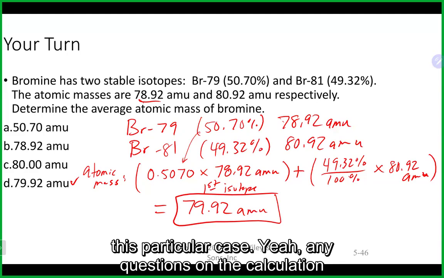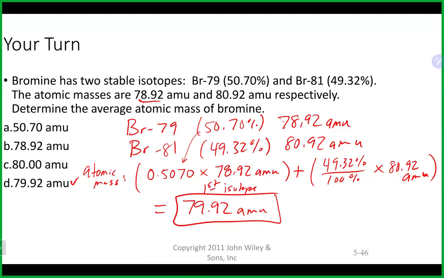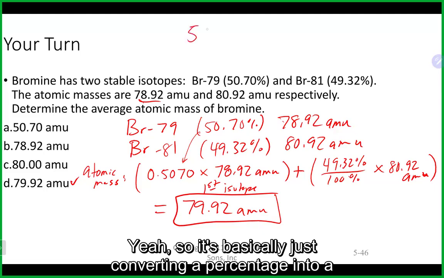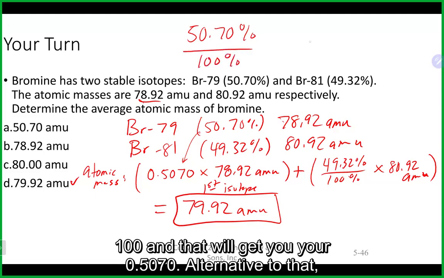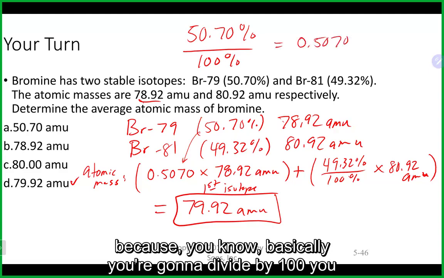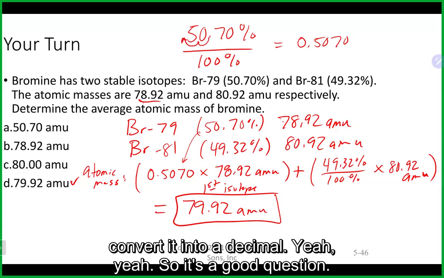Any questions on the calculation there for atomic mass? How did I get that? It's basically just converting a percentage into a decimal. To do that, you're really dividing by 100, and that will get you 0.5070. Alternatively, because you're going to divide by 100, you could also just move the decimal point 2 places to the left to convert it into a decimal.